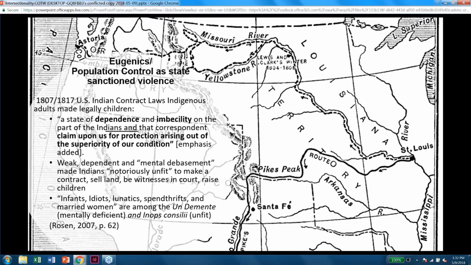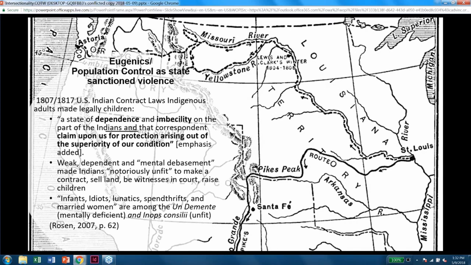Weak, dependent, and mental debasement made Indians notoriously unfit to make a contract, sell land, be witnesses in court, or raise children. Infants, idiots, lunatics, spendthrifts, and married women are among the non compos mentis, mentally deficient, and unfit. Rosen, 2007, page 62. And at the bottom of the words, you can see that married women are taken up in this children category.